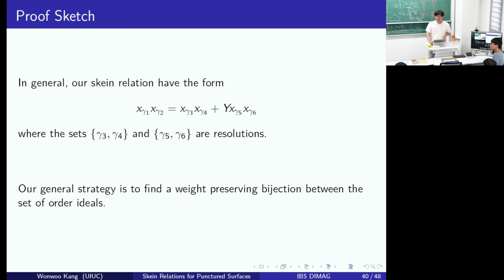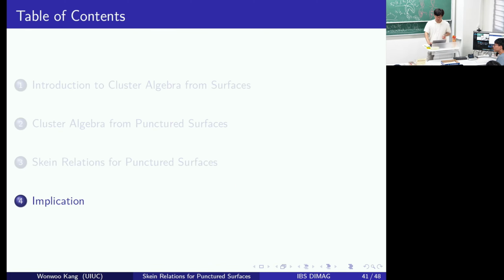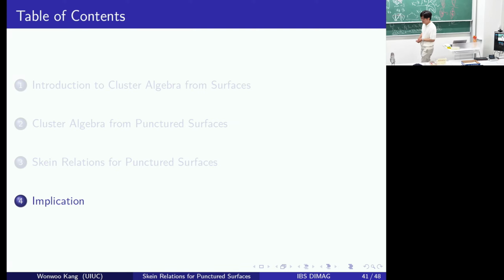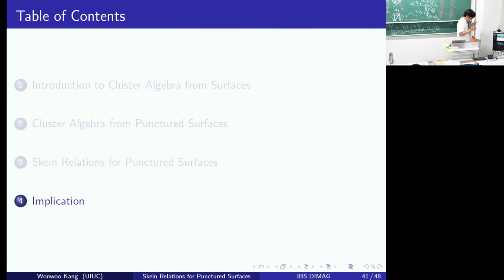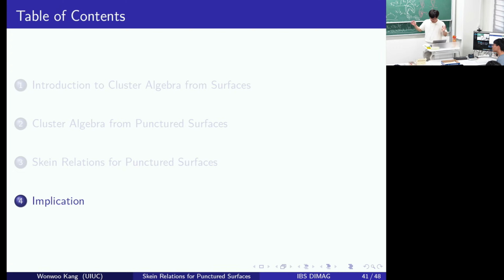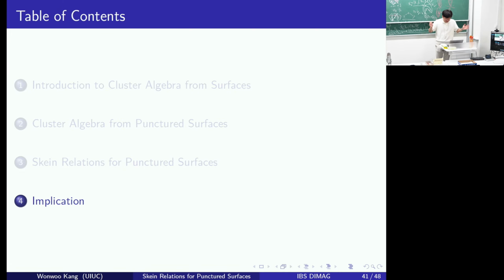Any other question? So the natural question is, well, okay, it looks fancy. You can find all the Skein relations and prove the whole thing. But what's the implication of it? What's the good use of it?